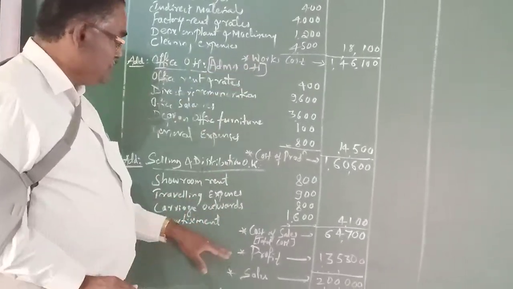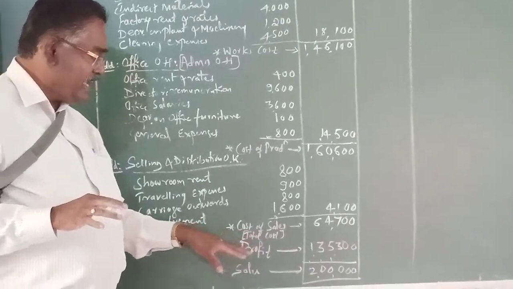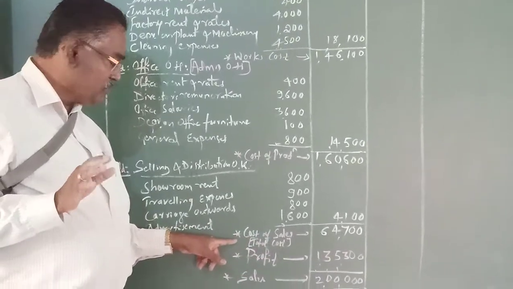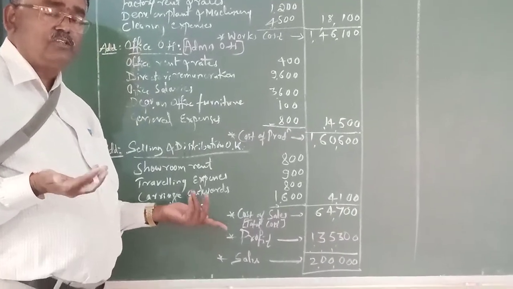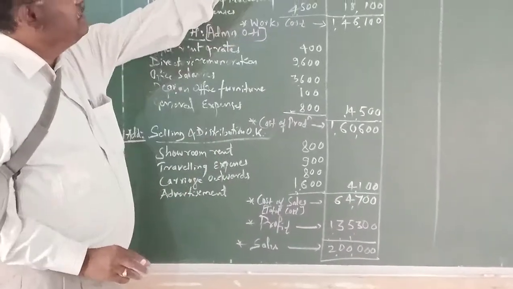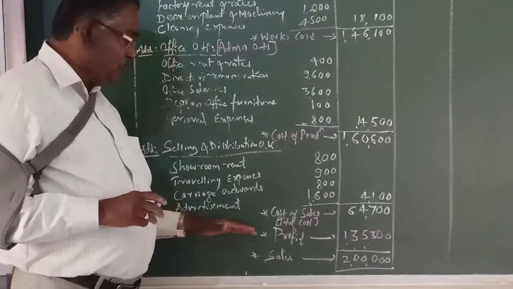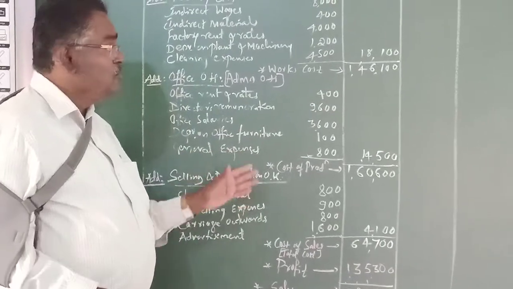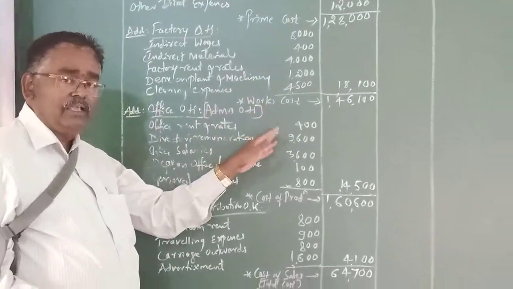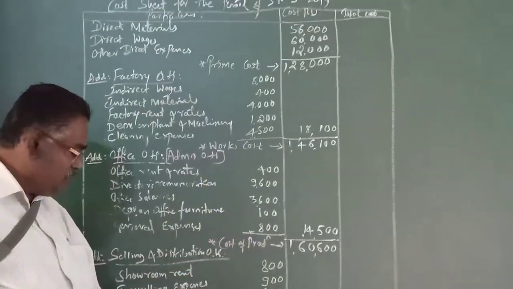In this problem, the total sales is 2 lakh, but the total cost is 64,700. The result will be 1,35,300. So this is the profit earned by the firm during 2019. So this is the main problem. There are many items which have to be taken under this. Only the format which is given is to be remembered in your mind while preparing the total cost sheet.